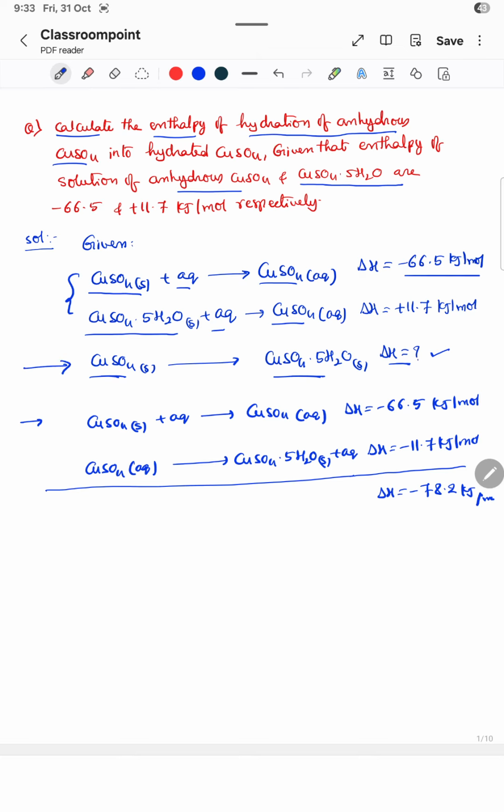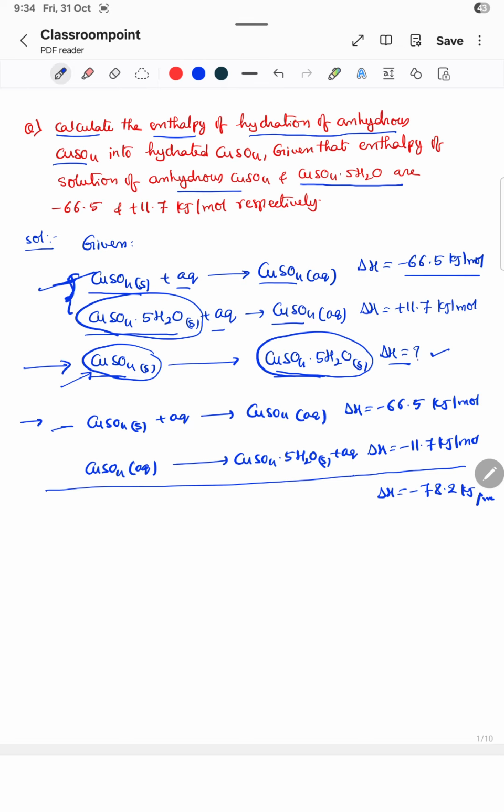So in this required equation, solid copper sulfate, that is anhydrous copper sulfate, is on the left hand side. In this equation also it is on the left hand side. So these two equations are to be rearranged in order to get this equation. So write down this equation as it is here, and here copper sulfate pentahydrate is on the right hand side, here it is on the left hand side.